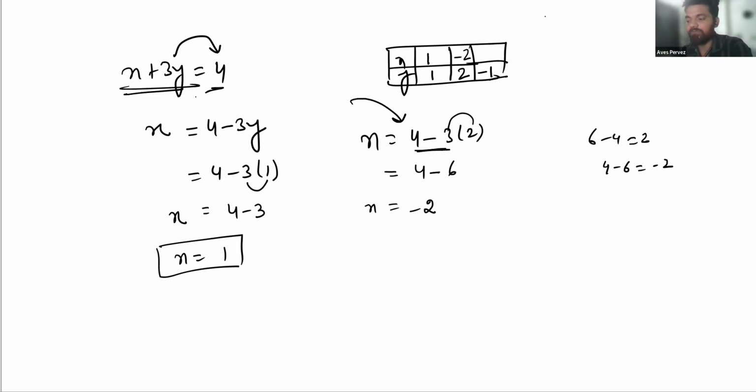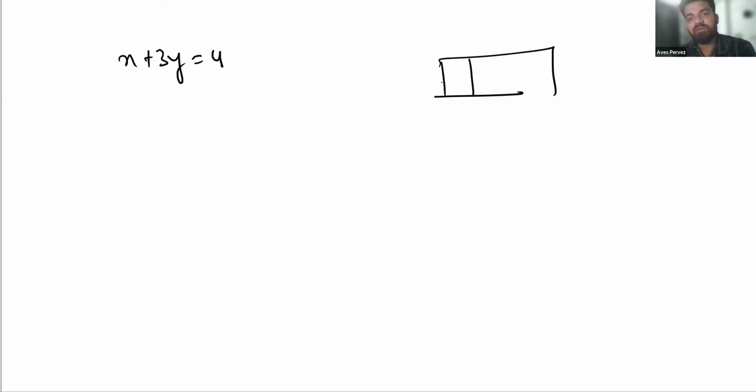Okay, so let's do this one. I didn't get it. How? Because it was given in the question. Let's say we have x plus 3y is equal to 4. I asked you to calculate the value of x if y has a value of minus 1. So if y is minus 1, then you need to calculate the value of x.